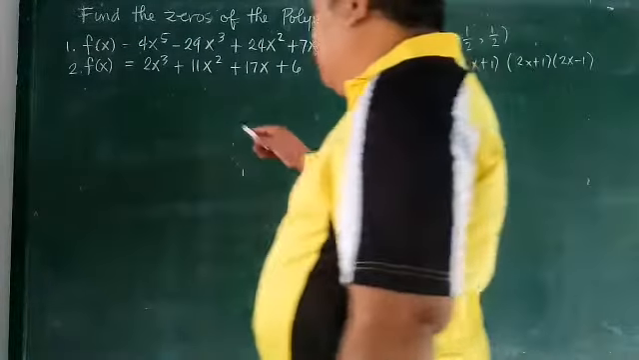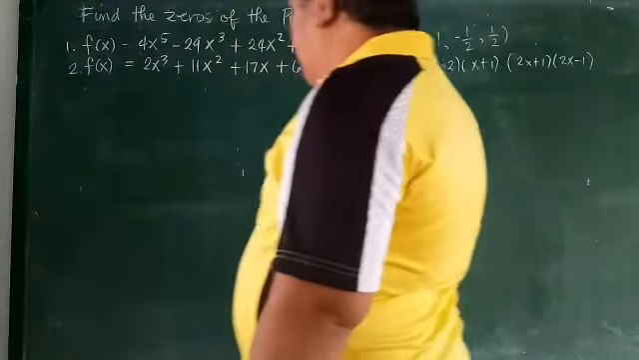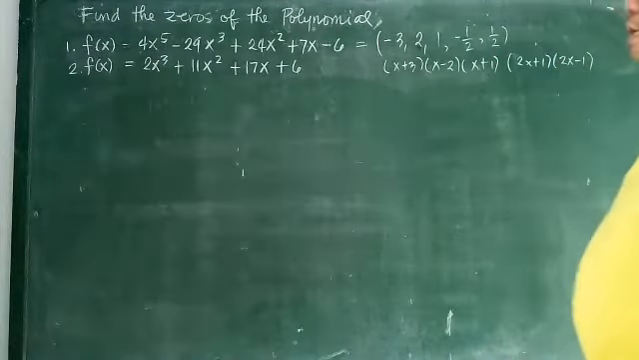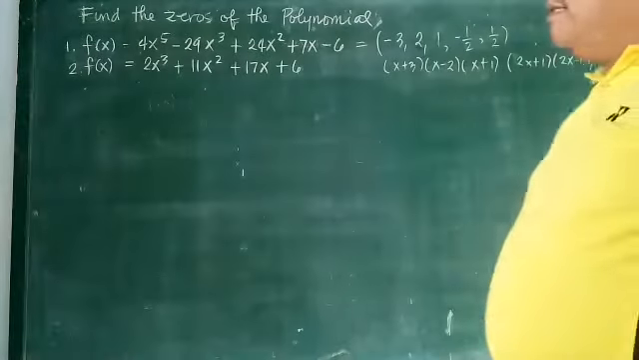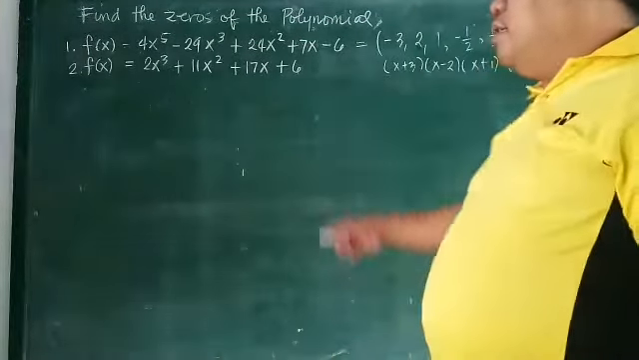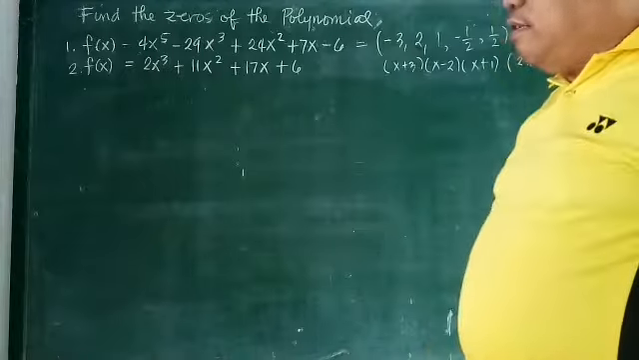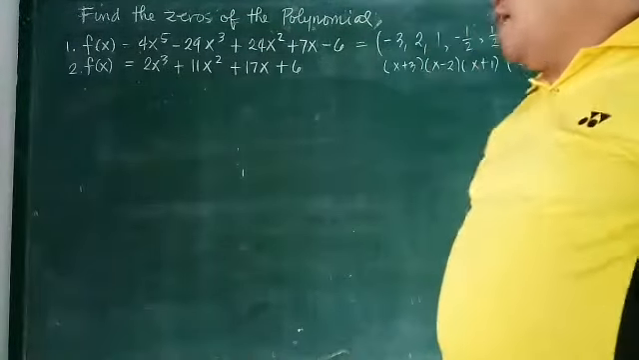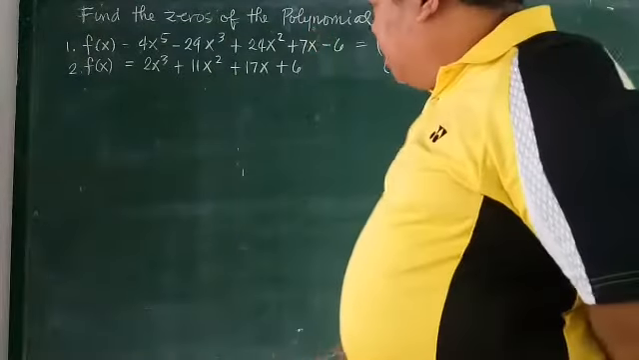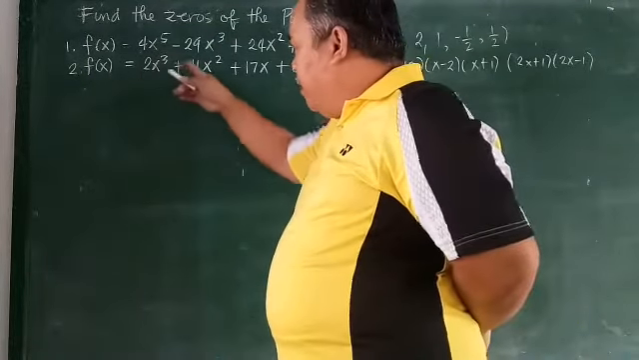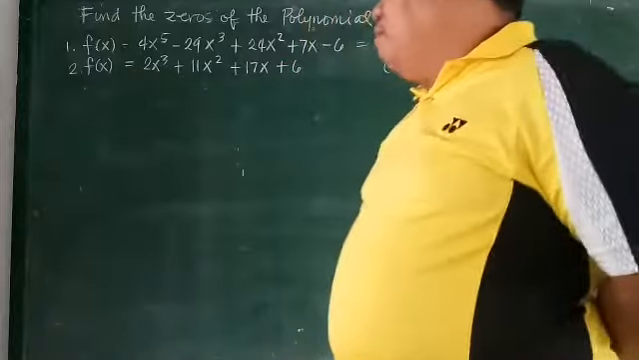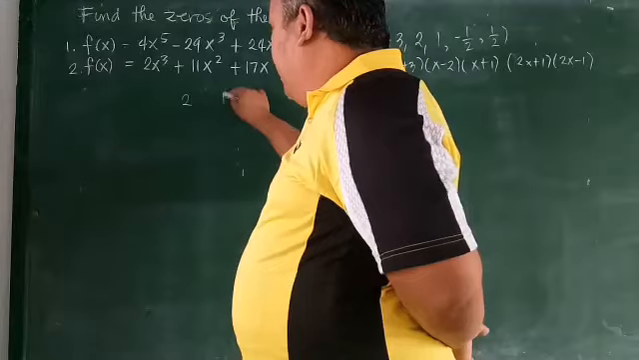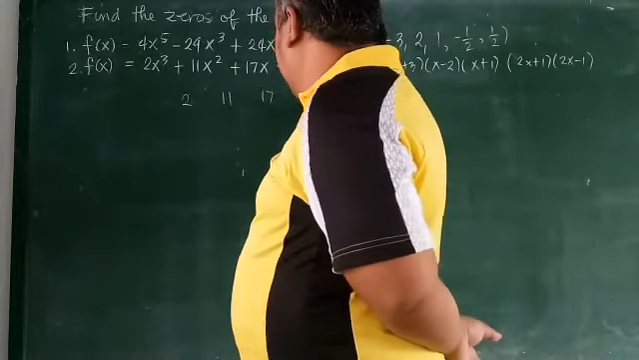Okay. So the equation here is 2x cubed plus 11x squared plus 17x plus 6. Now, I'm going to ask you, how many roots does this expression have? It contains 3 roots, because the highest exponent is 3. It is in descending order, and there is no missing term. So we're going to write down all the coefficients: 2, 11, 17, and 6.